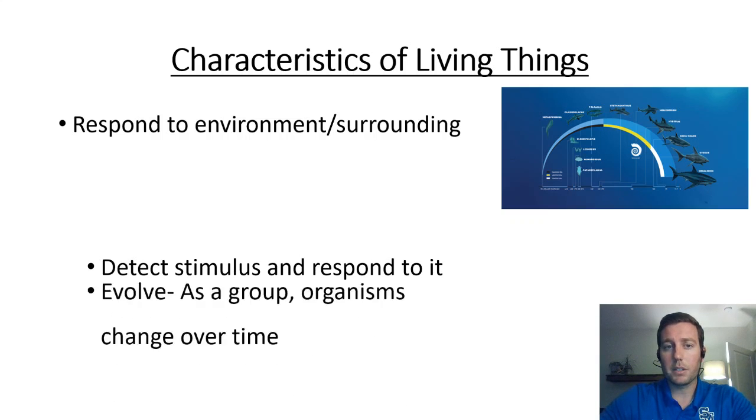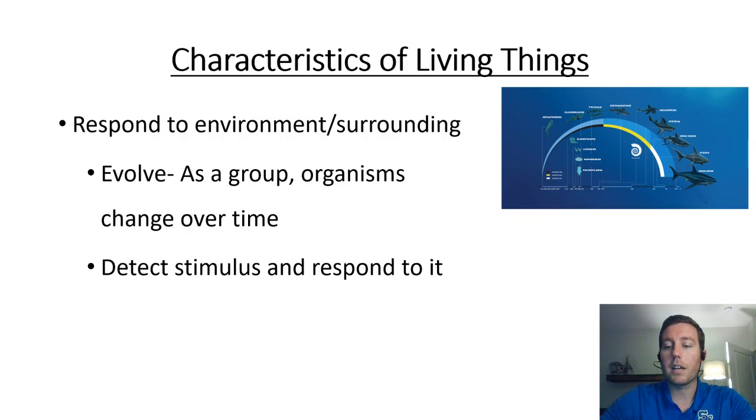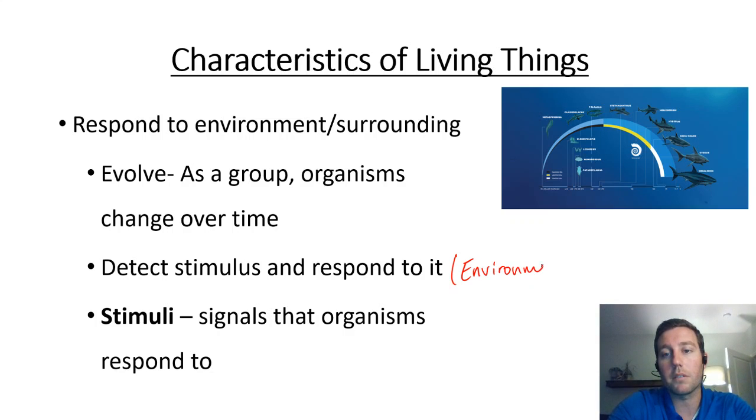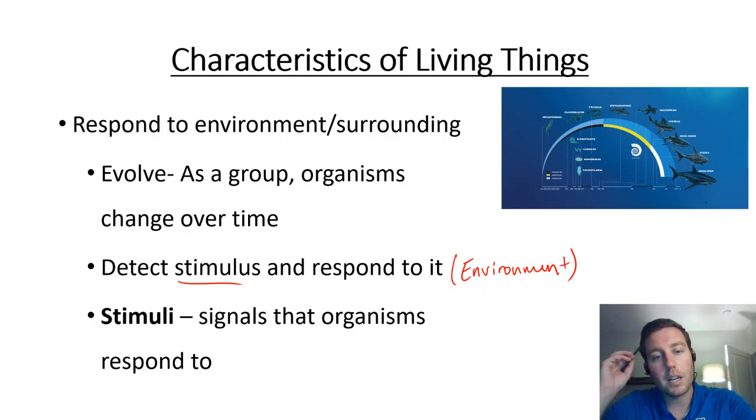So characteristics of living things: they have to be able to respond to their environment. They have to be able to evolve as a group. Organisms change over time. They have to be able to detect stimulus and respond to it, so it's talking about stimulus in their environment. If you weren't familiar with what a stimulus is, it is a signal that an organism responds to, right? So you put your hand on a hot stove, you're going to quickly respond to that. That would have been a stimulus, a signal that an organism is responding to. But there's a million different stimuli out there that you can respond to, right?